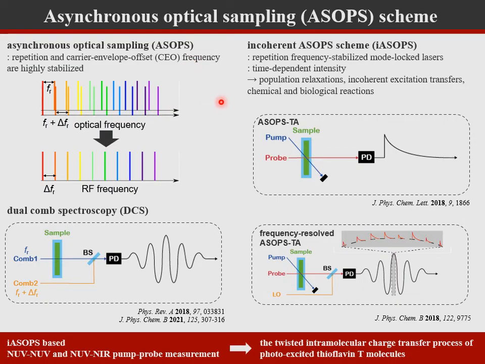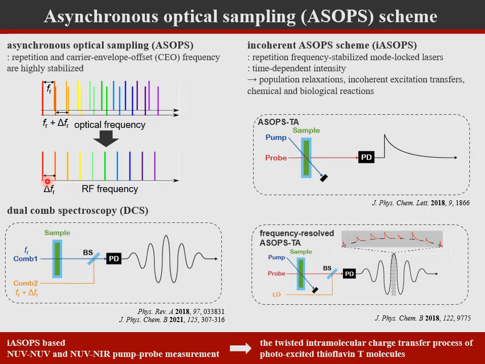Dual frequency comb spectroscopy applies the asynchronous optical sampling scheme. It requires two optical frequency combs with slightly different repetition frequencies. In this case, the spectra of the two optical frequency combs have different comb line spacing in the frequency domain. The interference fringe generated by these two combs in the time domain produces a radio frequency comb with a line spacing of the tuning frequency.